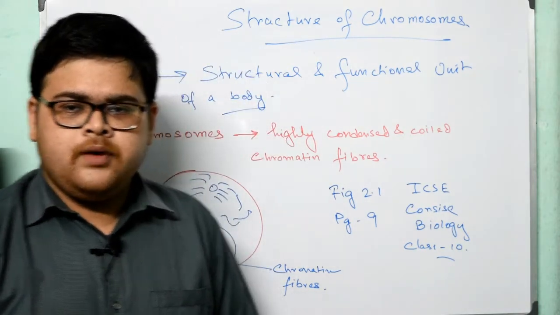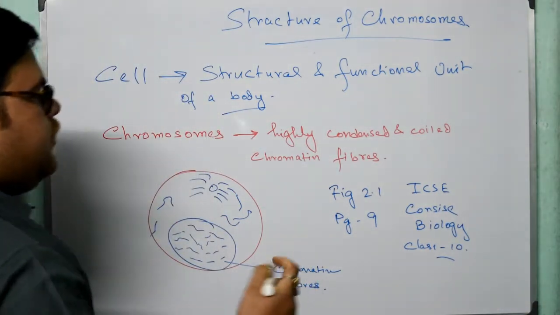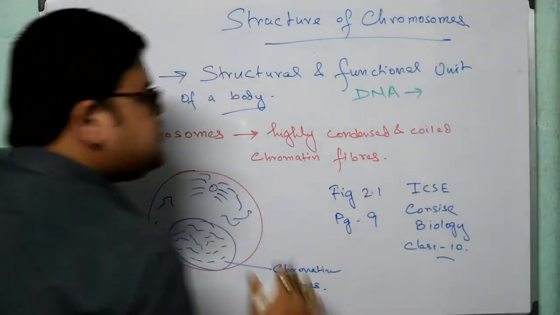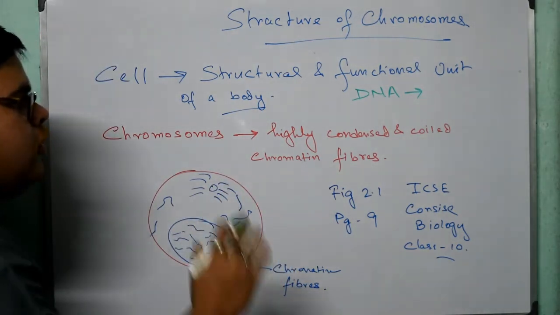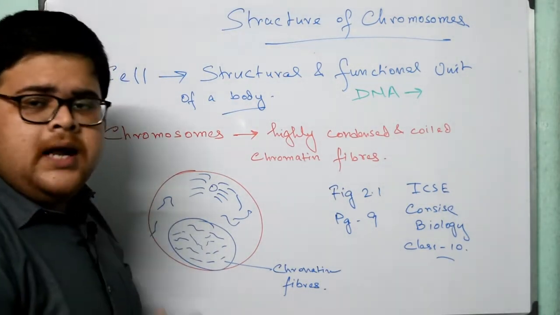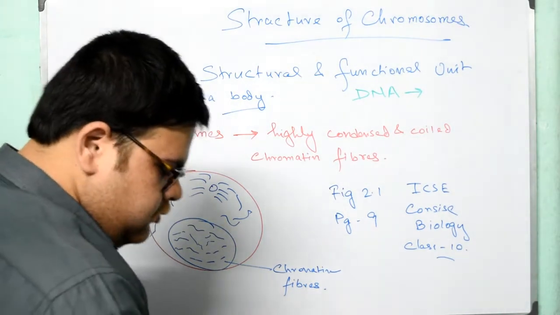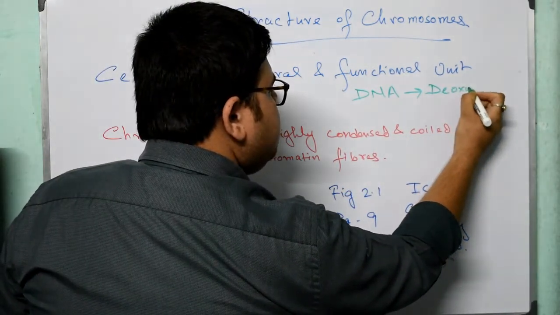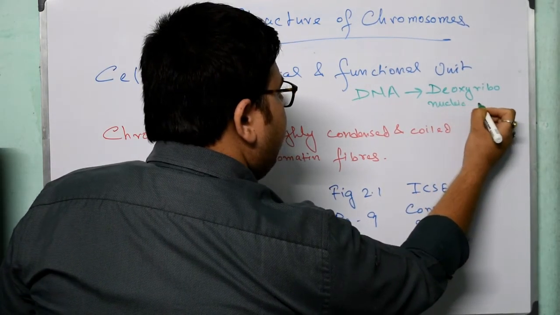Now what is DNA? Does anyone know what the full form of DNA is? DNA, I repeat students, is a double helical structure of protein and protein complex. We will study it later on in this chapter. The full form of DNA is deoxyribonucleic acid.